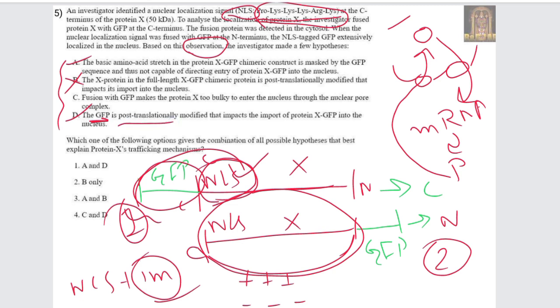And option C says the fusion with GFP makes protein X too bulky. But in both the first and second cases, the GFP protein is there, so it can't change the molecular weight that much. Bulkiness interrupting it from entering the nucleus must not be the true thing. So the correct option is option 1.